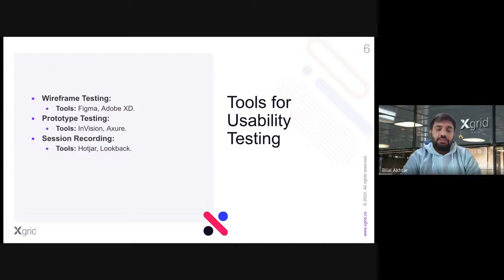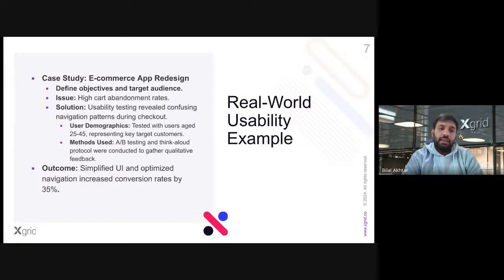Next. The tools used for usability testing: on the prototyping and wireframing side, we have Figma, which we use in our Excel as well, and Adobe XD. For prototype testing, we have tools like InVision and Xeo. For recording sessions while users use the application, we can use Hotjar, Lookback, and Snagit as well.